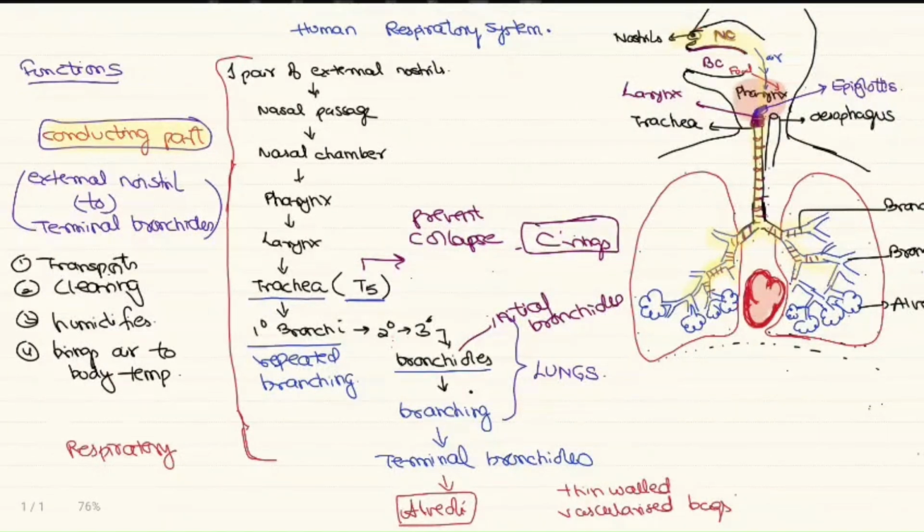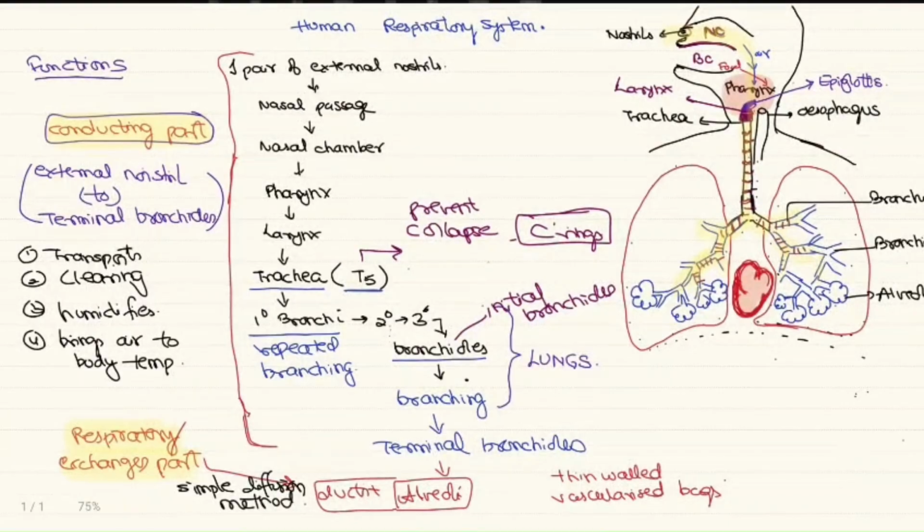So conducting part, as the name says, will conduct, and it starts from the external nostrils up to the terminal bronchioles region. The second part is called as the respiratory part. The respiratory part is the region which consists of the alveoli and the fine alveolar ducts. So this region is called as respiratory part, where actually the exchange of the gases will occur. So this is the region where the O2 and CO2 are exchanged. So also called as the exchange region or the exchange part. The exchange of the gases is, as you know, by simple diffusion method.